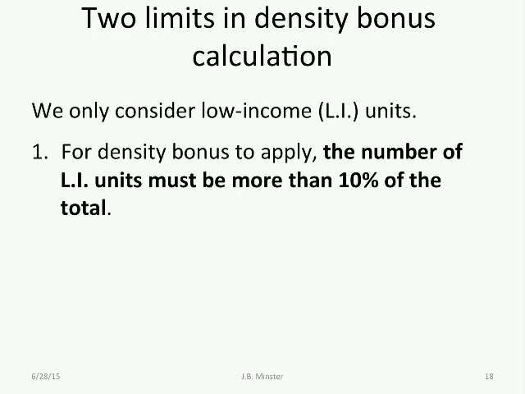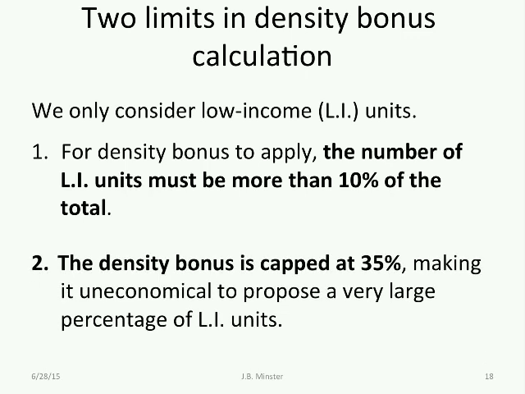There are two limits we need to take into account. One is that before the density bonus can apply, the number of low income units must be more than 10% of the total number of units. The other limit is that the density bonus itself is capped at 35% of the total, making it uneconomical for a developer to propose a very large percentage of low-income units.